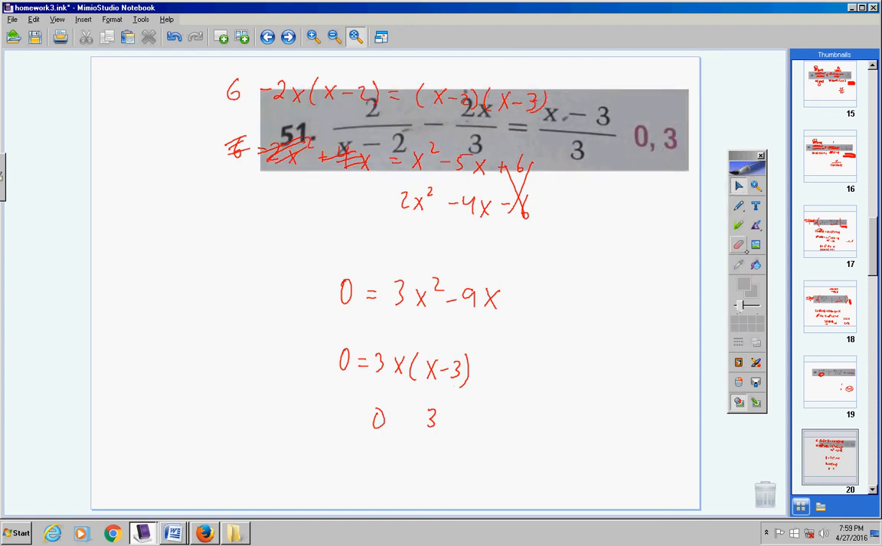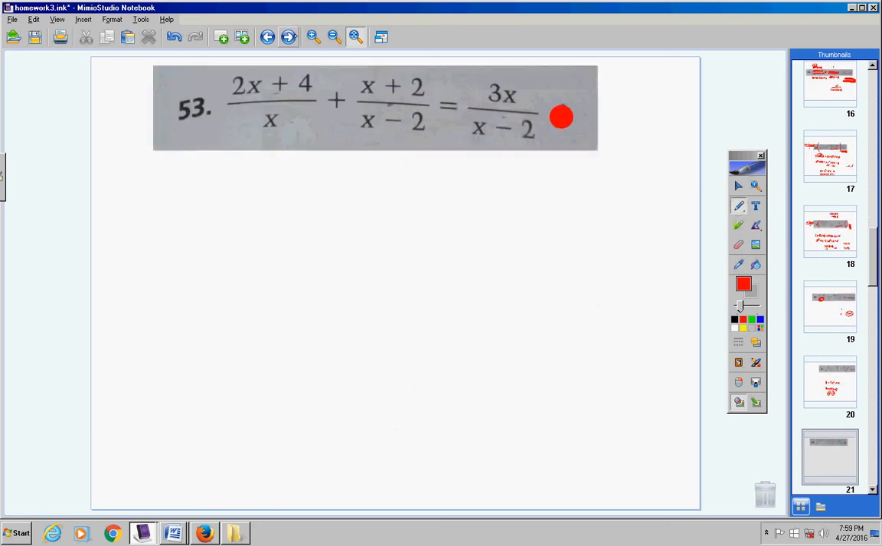So remember, if you took those two answers and substituted them back in and checked your answer, you would get two true statements. This would give you a true statement, and so would 3. Alright, number 53. Alright, here we go.